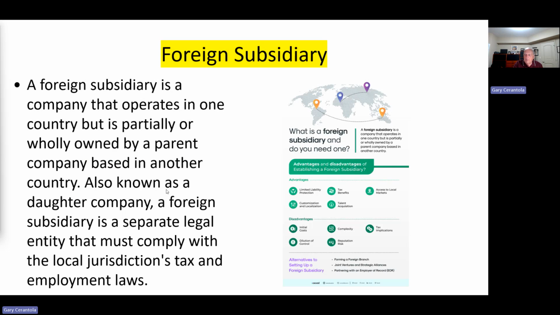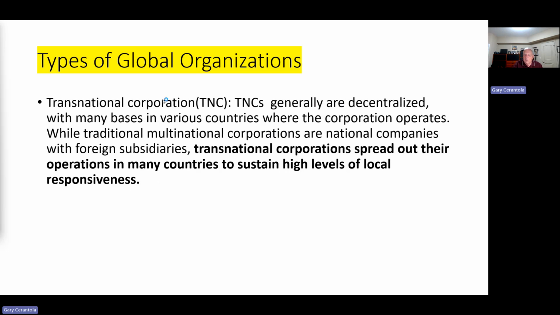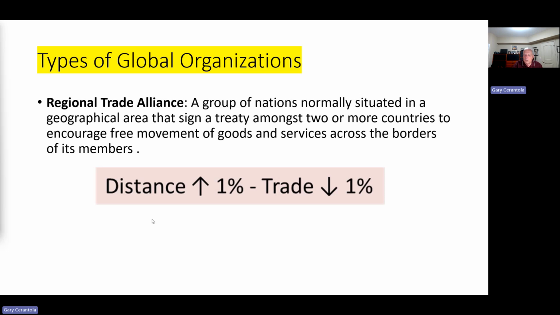Okay. So a little more about a foreign subsidiary, company that operates in one country but is partially or wholly owned by a parent company based in another country. So you know what that is. And then the types of global organizations. So a centralized management structure is a multinational corporation, assets or facilities in multiple countries. Here's the transnational. So, you should pay fine attention to these definitions. You can see that they're highlighted. I won't go through them.